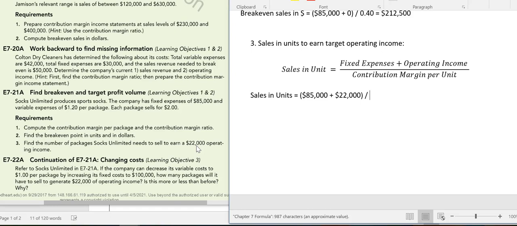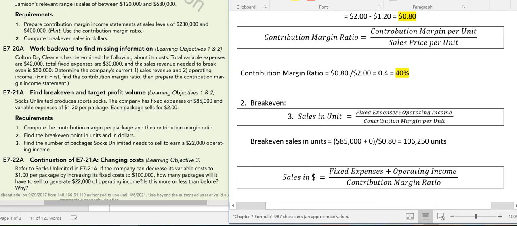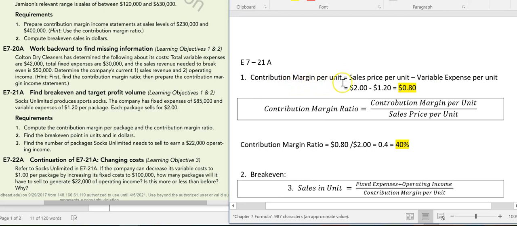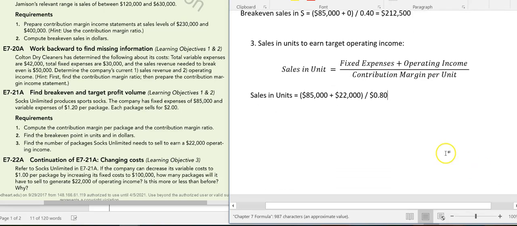And the next part is very simple. Our contribution margin per unit, which I believe was 80 cents. I can show you again. We did it at the very beginning. Contribution margin per unit or per package, both are same, which is 80 cents. So now we're gonna plug in all these numbers. So your top part or numerator is 85,000 plus 22,000. So I'm doing the maths. And I found the numerator is 107,000. Now you're gonna divide it by 0.8.